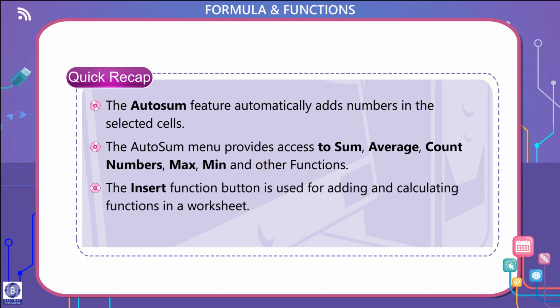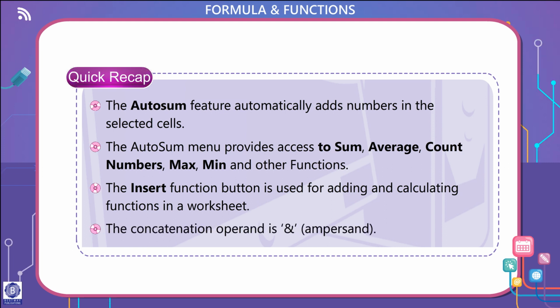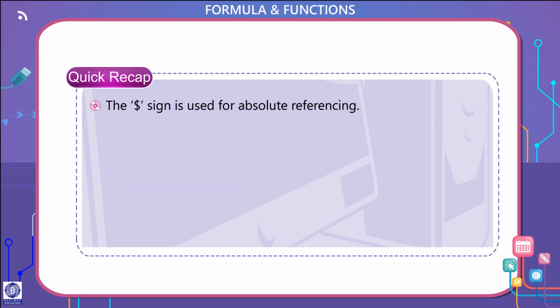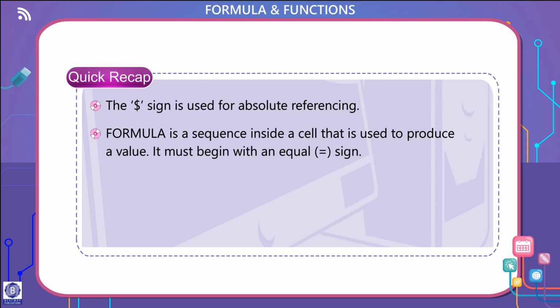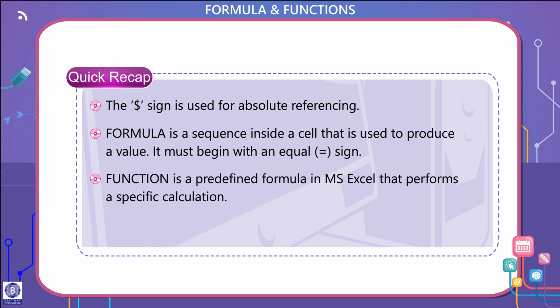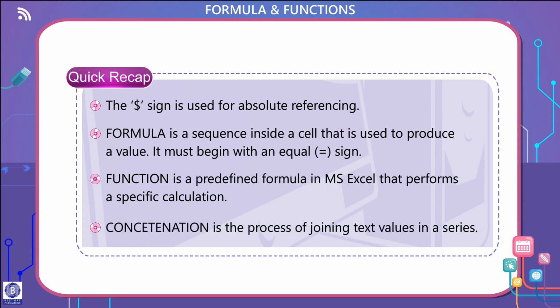The Insert Function button is used for adding and calculating functions in a worksheet. The concatenation operator is the ampersand. The dollar sign is used for absolute referencing. A formula is a sequence inside a cell that is used to produce a value. It must begin with an equal sign. A function is a predefined formula in MS Excel that performs a specific calculation. Concatenation is the process of joining text values in a series.